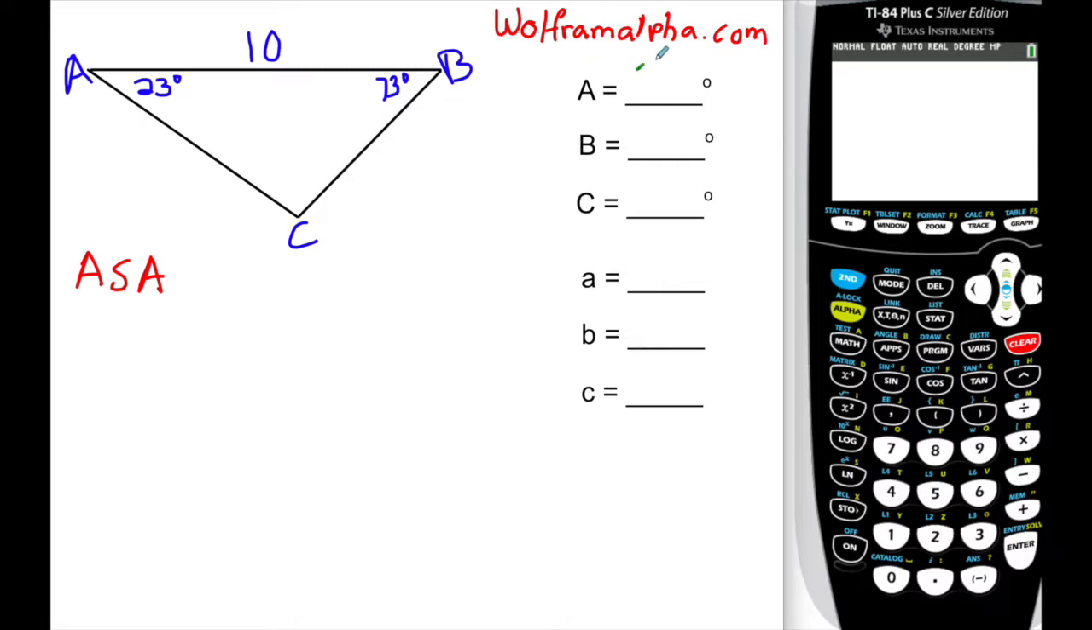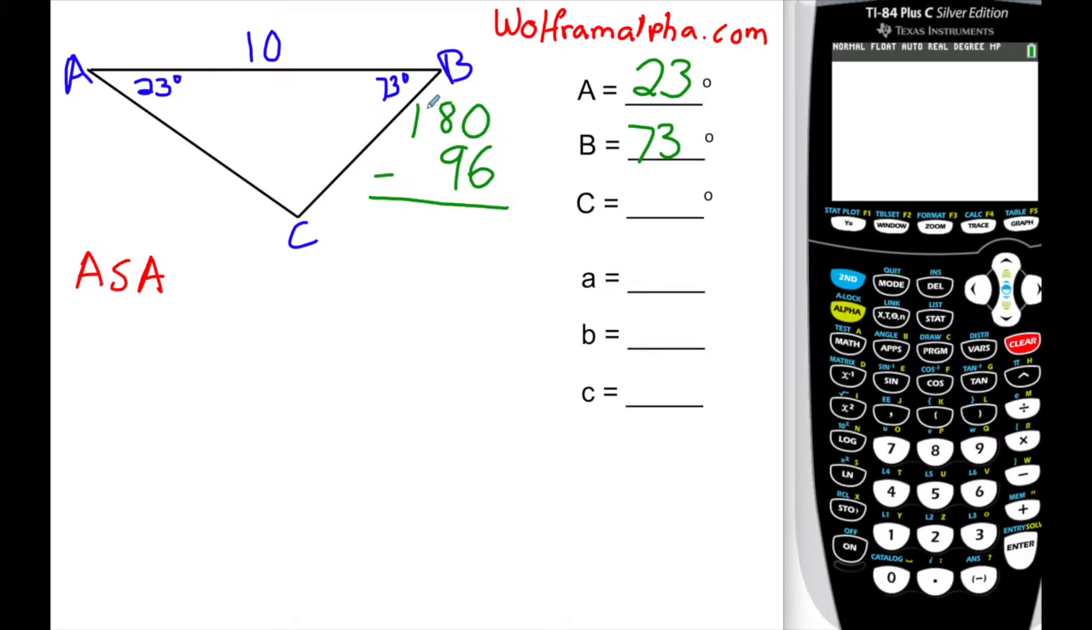I know that A is 23 degrees because that was given. I know that B was 73 degrees because that was given. Okay? And now, if A is 23 and B is 73, then they add up to 96 degrees. And so what do the three angles of a triangle have to add up to? They have to be 180. So here, there's only one option for angle C.